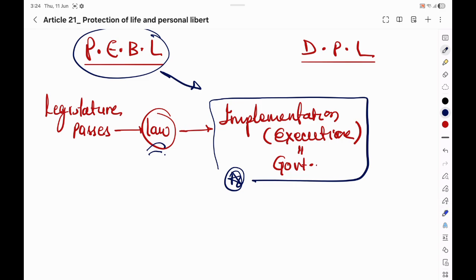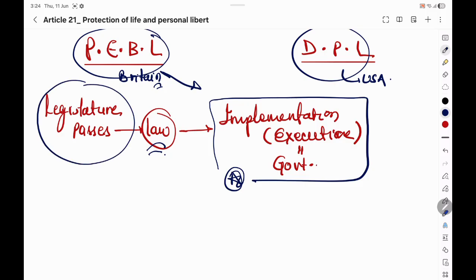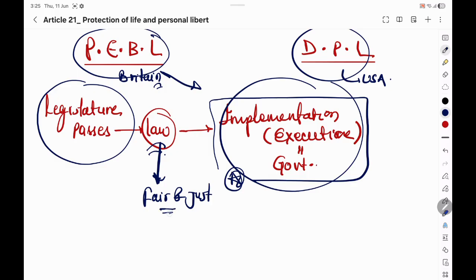And due process of law, that has been taken from where? The USA. And procedure established by law has been taken from Britain. In due process of law, you can check both the legislative action as well as the executive action. That is, the law passed by the legislature must be fair, just and reasonable. And it can also check whether the executive followed the procedure established by the law or not.